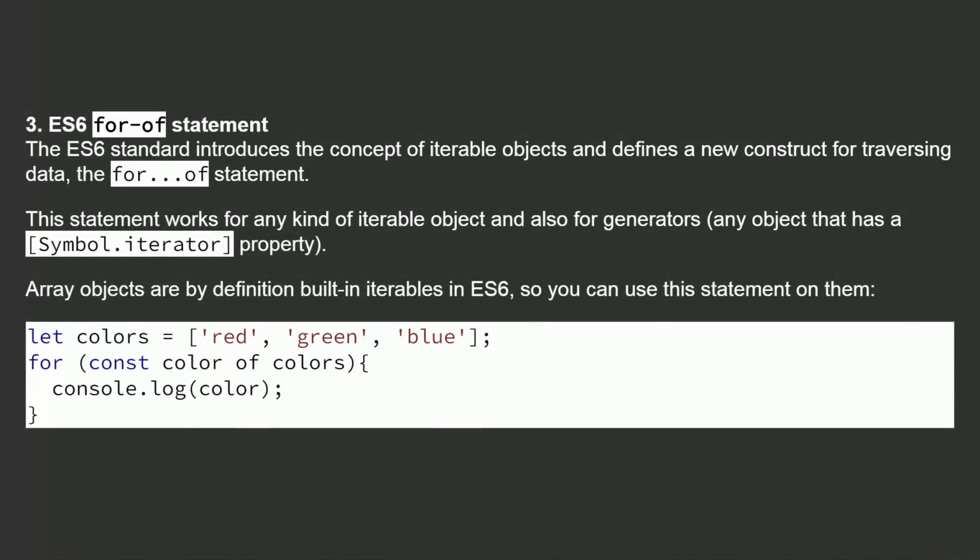3. ES6 for...of statement. The ES6 standard introduces the concept of iterable objects and defines a new construct for traversing data, the for...of statement. This statement works for any kind of iterable object and also for generators. Any object that has a Symbol.iterator property. Array objects are by definition built-in iterables in ES6, so you can use this statement on them.